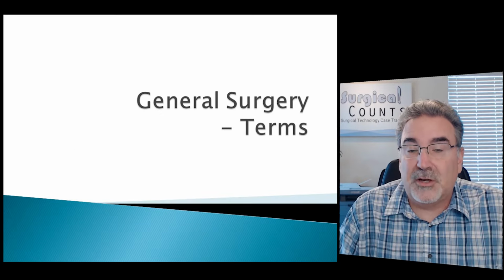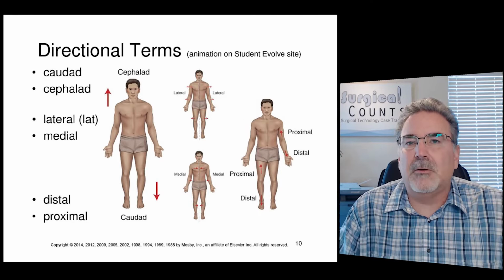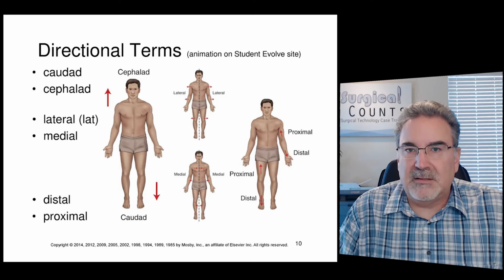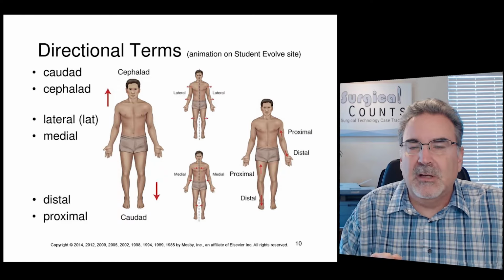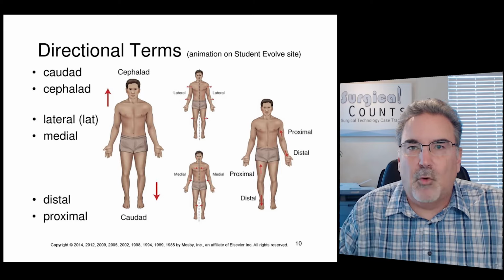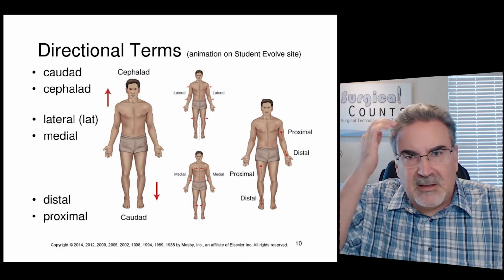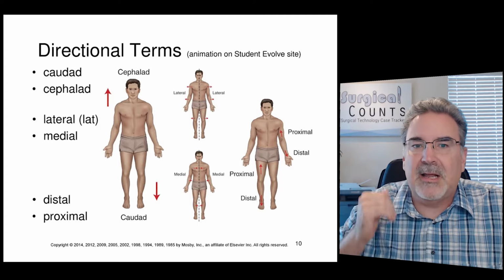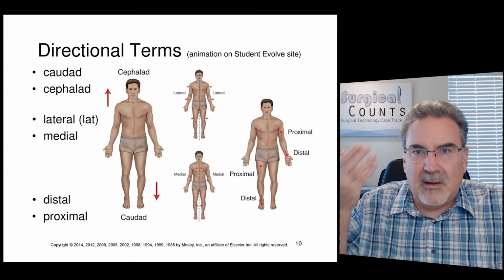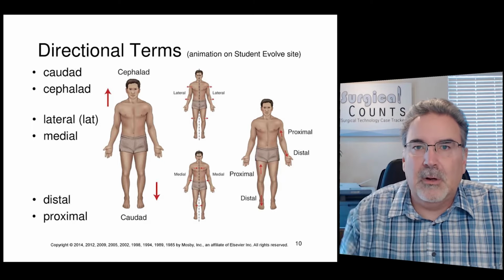So some terms for general surgery that you're going to hear a lot in the clinical sites. Directional terms, these are going to be important. You're familiar with lateral and medial. Lateral being away from the body, medial being more towards the center. So lateral being more towards the edge, medial more towards the center. Caudad and cephalad. So cephalad, think cephalo or cerebral, the brain, that's towards the top of the body. Caudad means kind of like a tail, so it's down towards the bottom of the body. So directionally upward would be cephalad, downward would be caudad.